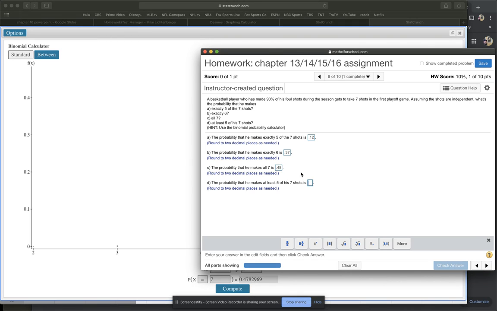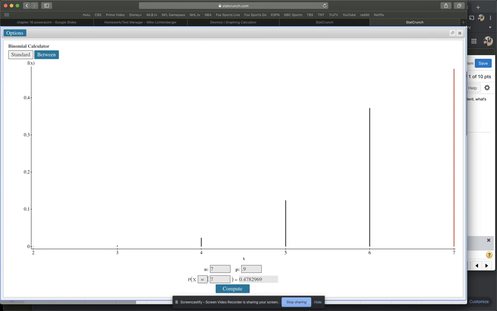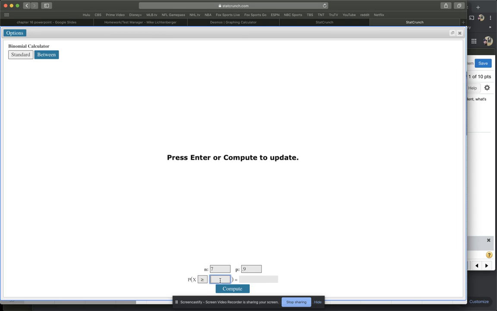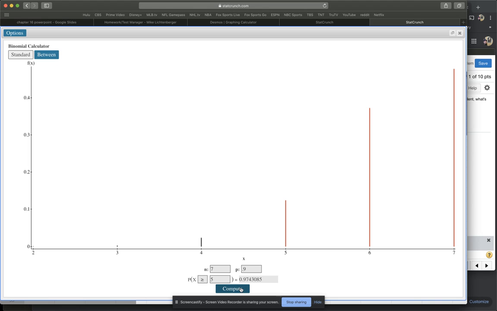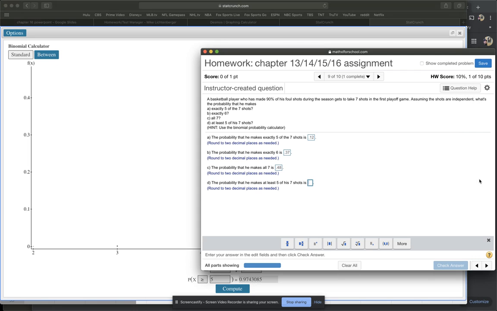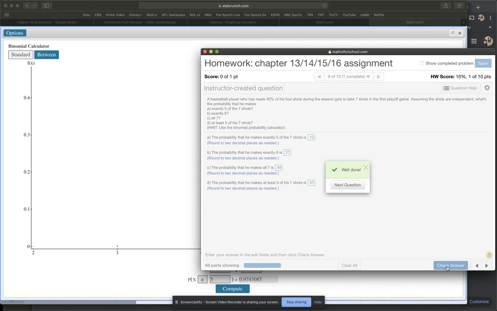And lastly, the probability that he makes at least 5 of his 7 shots. So at least 5 means 5 or more, greater than or equal to. So we're going to go greater than or equal to, and make that a 5. Greater than or equal to 5 means 5 or more, at least 5. And we compute that and we get 0.97. And that's it for that question.